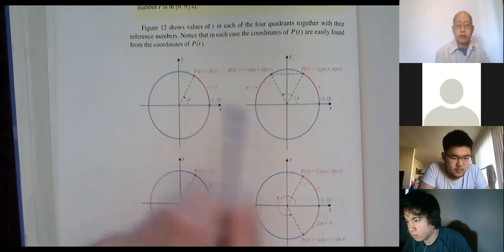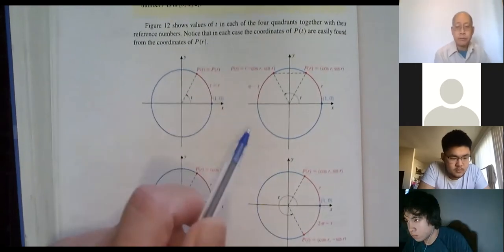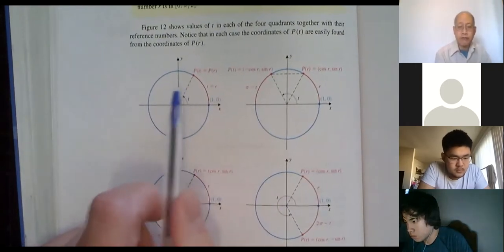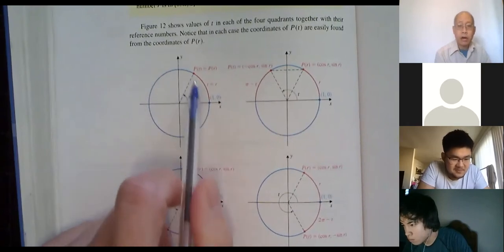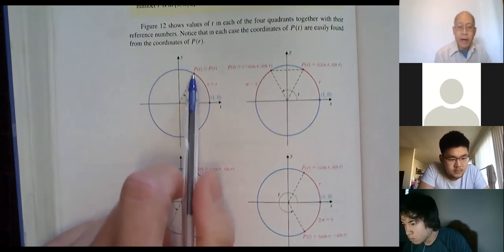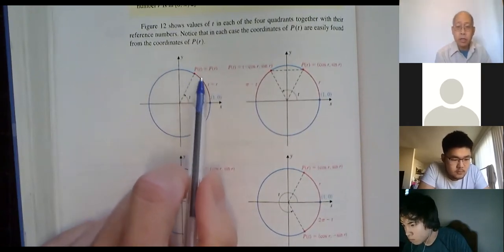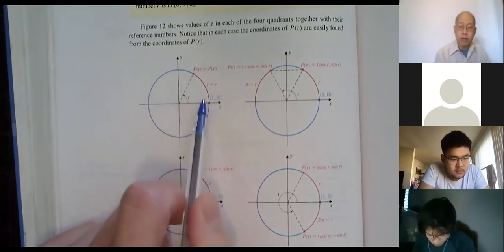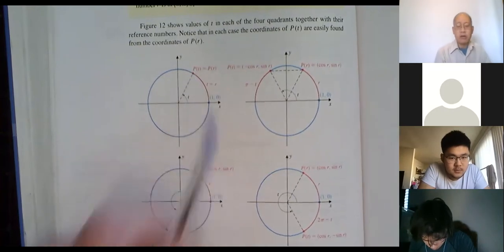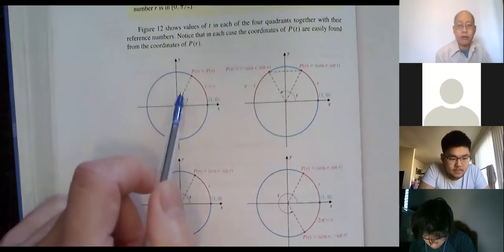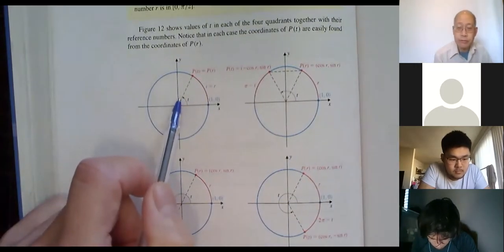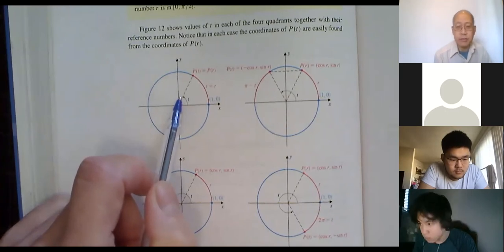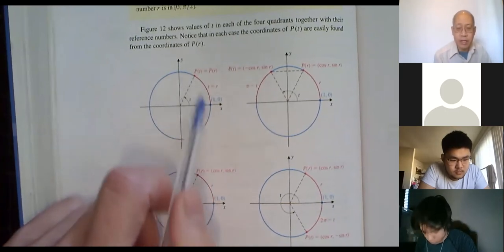Okay, so they show you the 4 different quadrants here, and I'll show you the reference angle. Now, if you're in the first quadrant, you always go back to the x-axis, and it's a number between 0 and 90 degrees. The reference angle is the same as the angle itself, which makes perfectly good sense. If you're already in the first quadrant, our favorite quadrant, why is it our favorite? Because everything's positive.